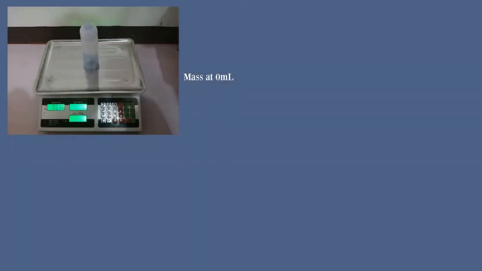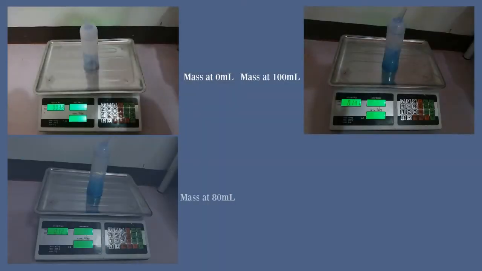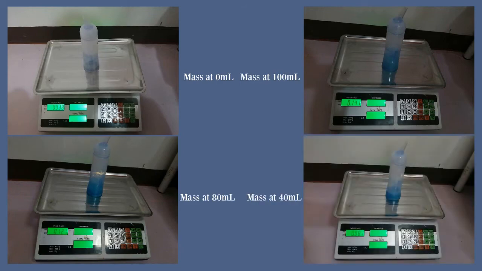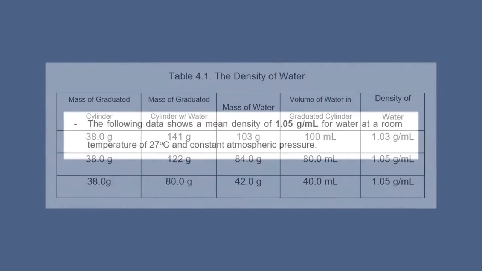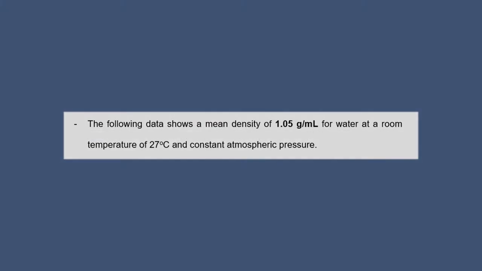Given the mass of cylinder with water and the volume of water, we were able to calculate the density of water by subtracting the mass of the cylinder from the mass of both cylinder and water, and dividing the answer by the volume occupied by water. Our answer is close to 1 gram per mL with little to no margin of error and still following the correct number of significant figures.